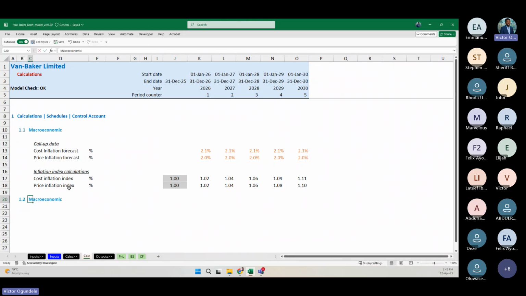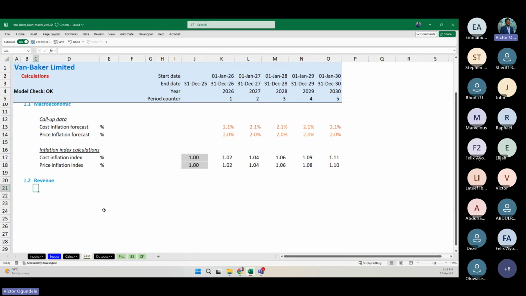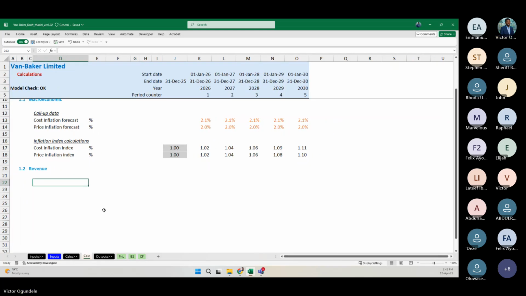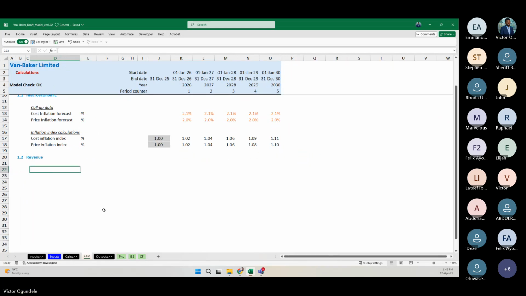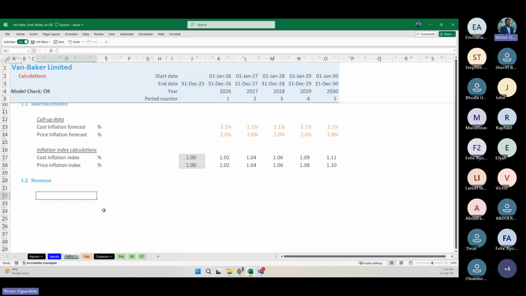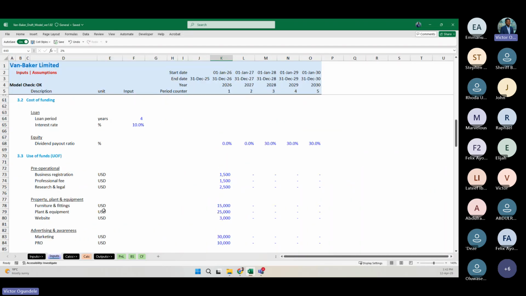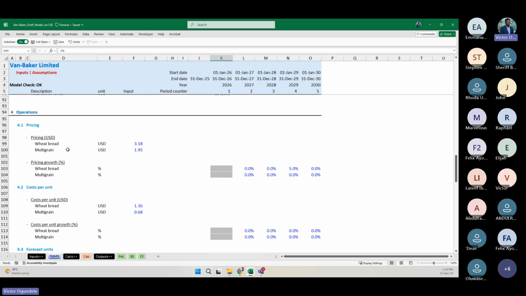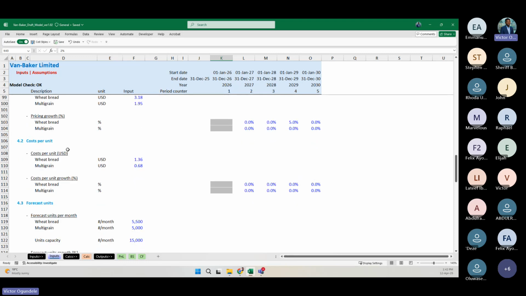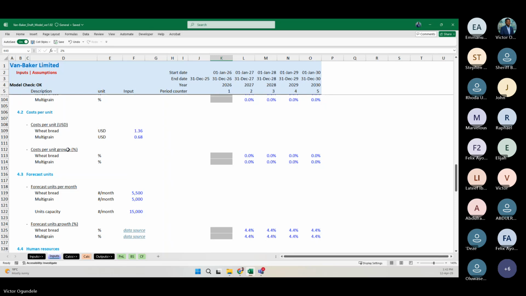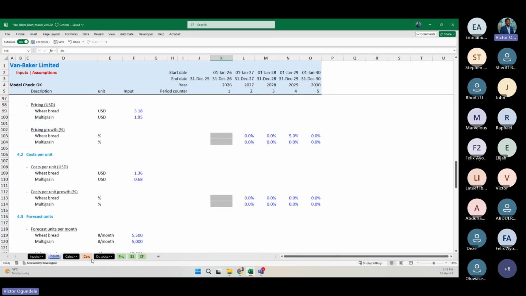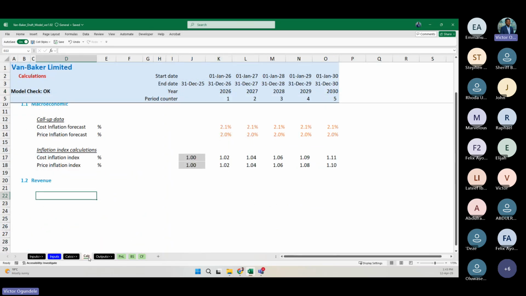Now let's do our revenue. For revenue, the first thing we need, what? Should we start with our quantity or should we start with our pricing? Okay, let's start with our pricing. Depends, sharp. I think let's start with our pricing. So call this pricing.